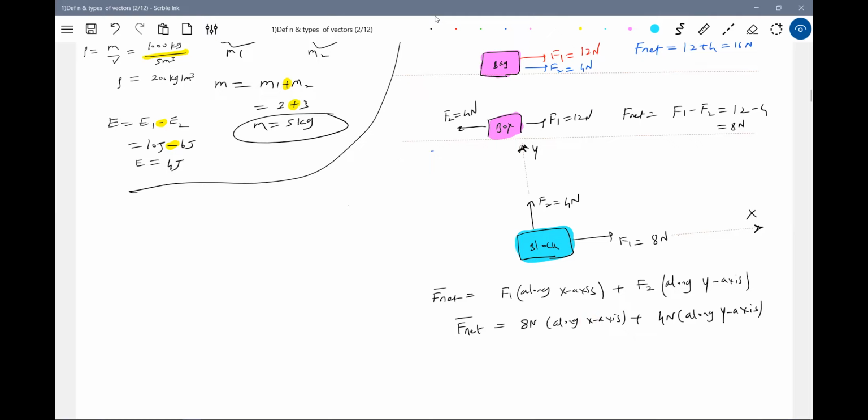There's a biggest headache now. This is the biggest headache we have encountered now. What is this? There's a net force we are supposed to calculate. 8 plus 4, okay, we can do it, but how to add x plus y axis? So definitely we don't know maths. We don't know how to add quantities which are having directions.